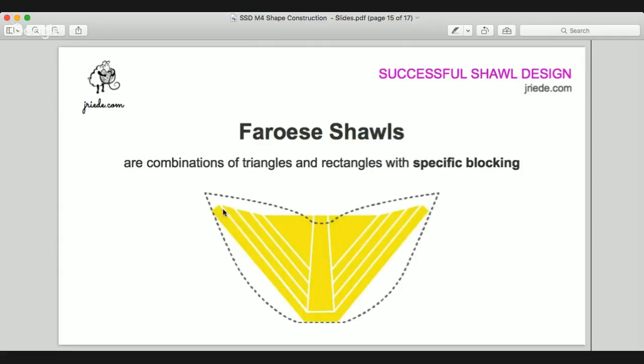And as soon as you finish with all this triangle with increases parts of your Faroese shawl, you work the border by just working over these live stitches you end up with after the fourth section. And the secret to this Faroese shawl shape is blocking, as for short row crescent shawls.